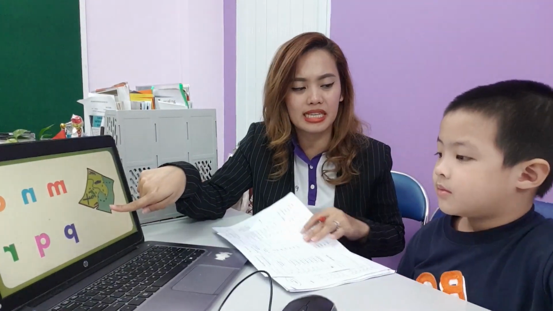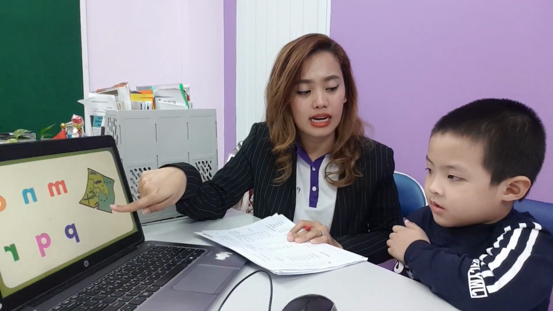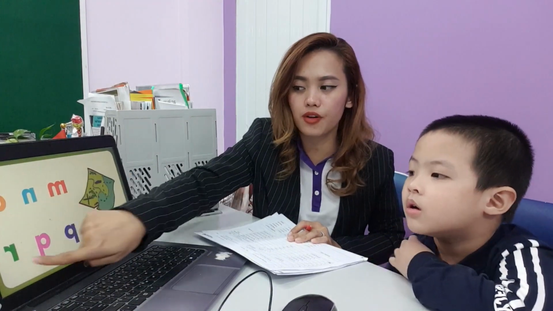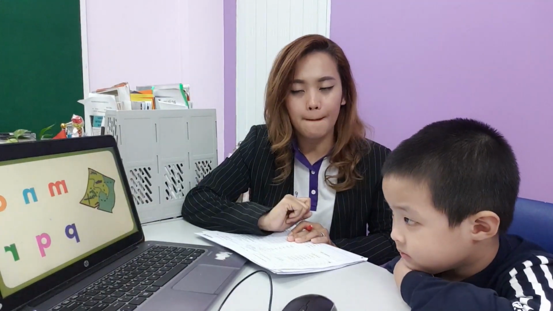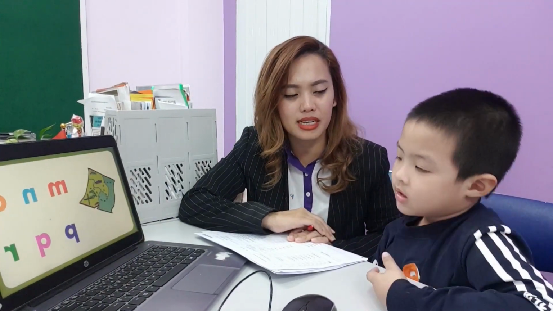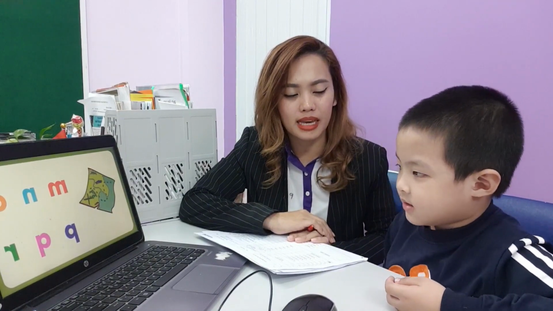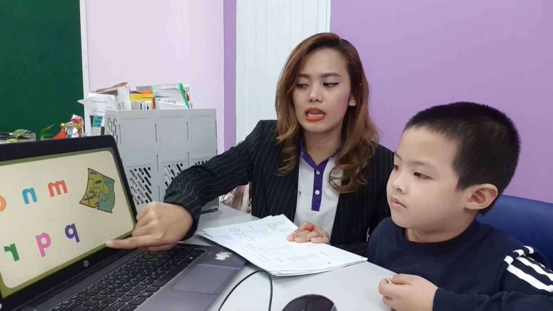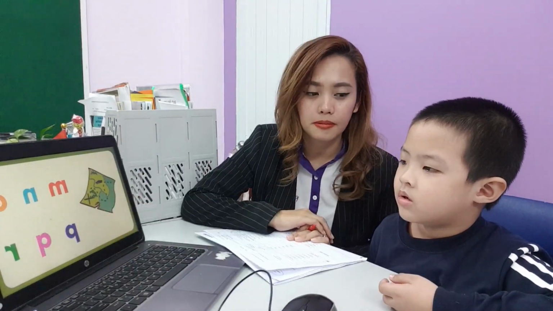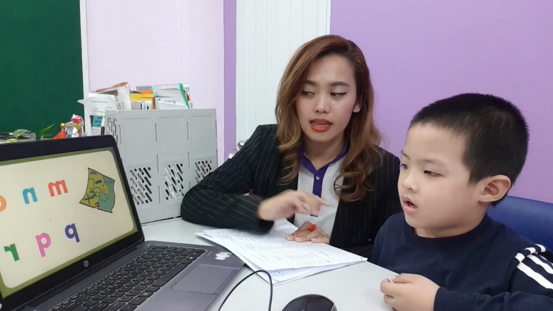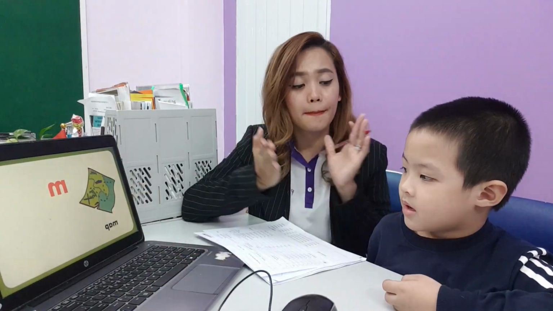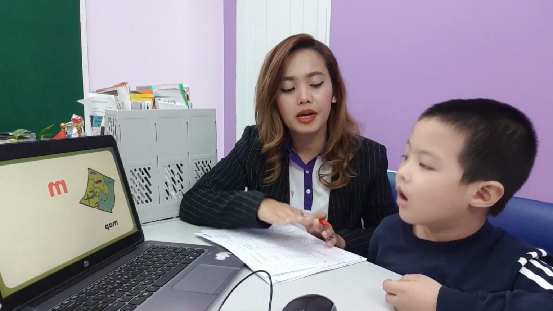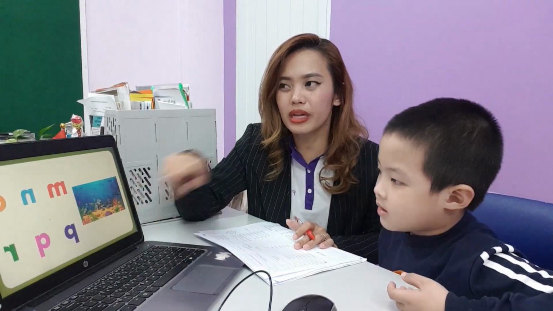Map. What letter is it? What letter is for map? Is it letter O, M, N, P, Q, or R? Letter M. M, M. Okay, what letter is for ocean?